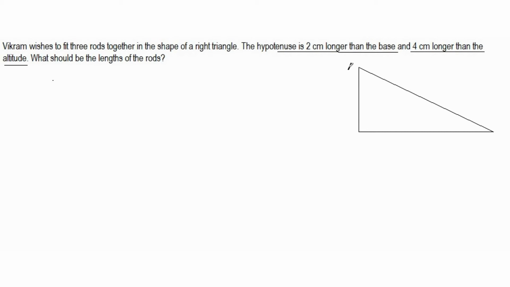So let's quickly label the vertices. I have triangle ABC where angle B is equal to 90. These are the three rods. AB, BC and AC are the three rods. The hypotenuse is 2 centimeters longer than the base.